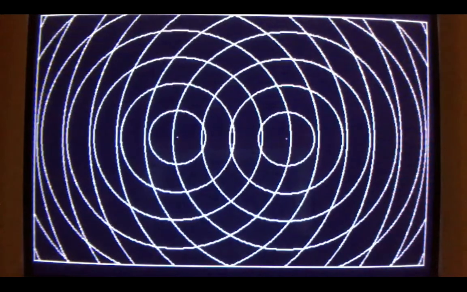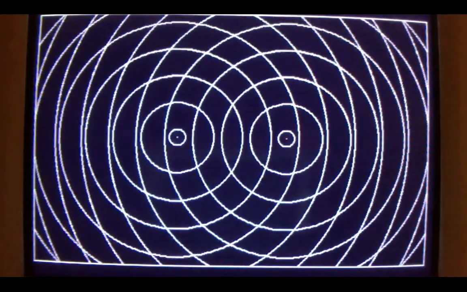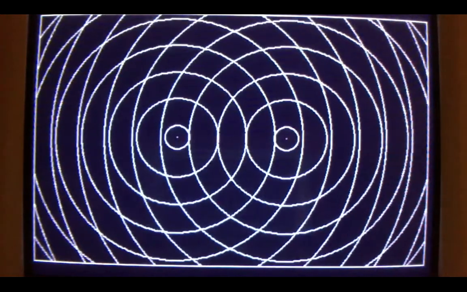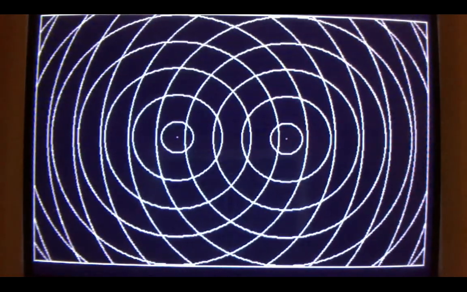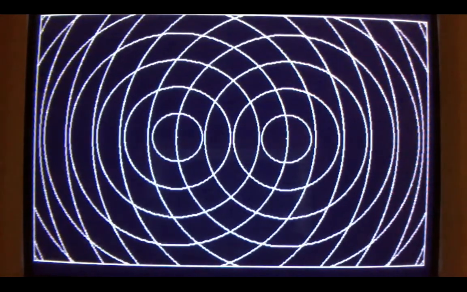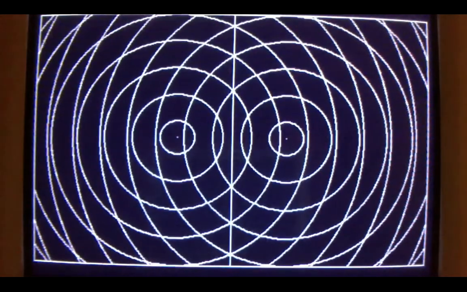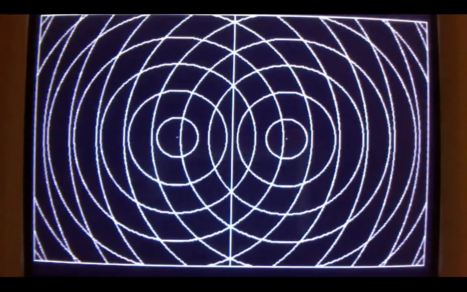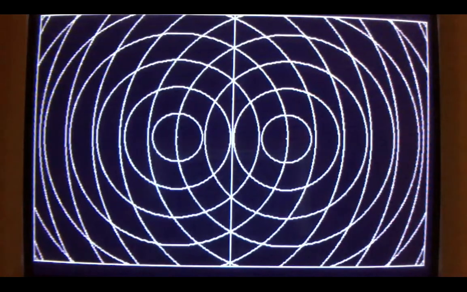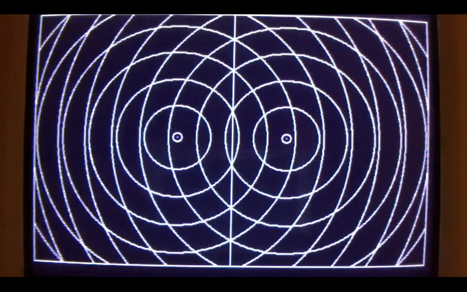Here we can see in this computer simulation, two sources, and the waves are moving outward. The white lines represent the crests. The space in between represents the troughs. This is the principal maximum. You can see where the crests are intersecting all along that line.